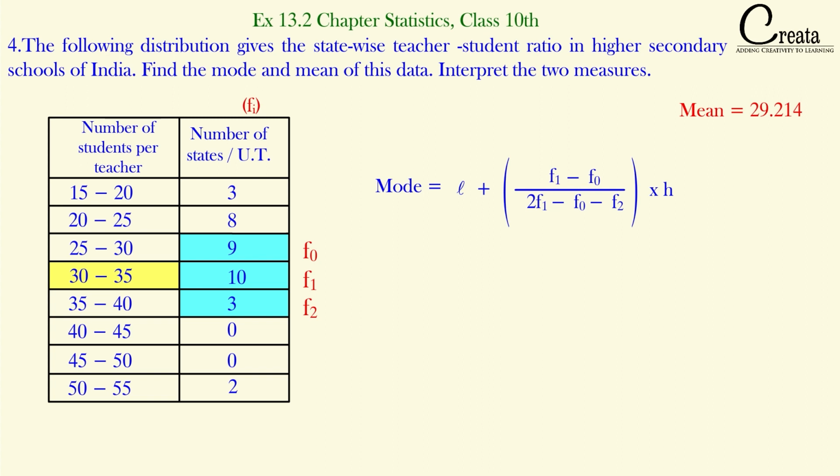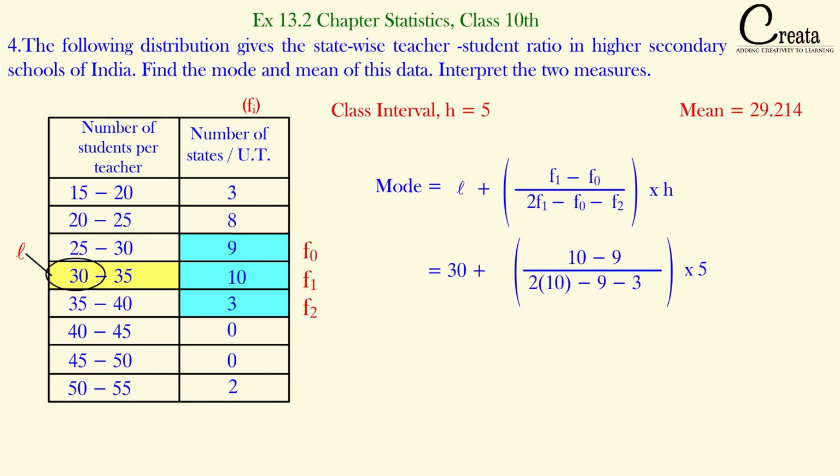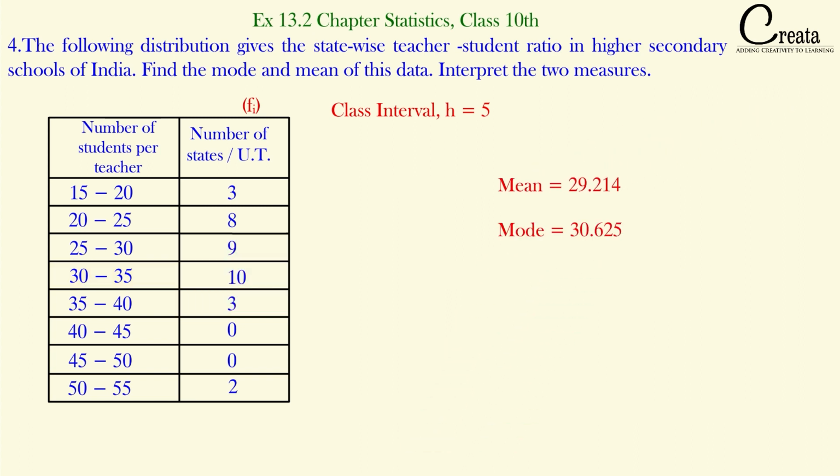And what is L? L is the lower range of the modal class, which is 30. And H, the class interval, we have already calculated as 5, upper range minus lower range: 35 minus 30, it is 5. This is the formula to calculate the mode, and we have calculated all the values of this formula. Let's put all the values and solve it. We got the mode as 30.625. That is the answer. And what is the interpretation?